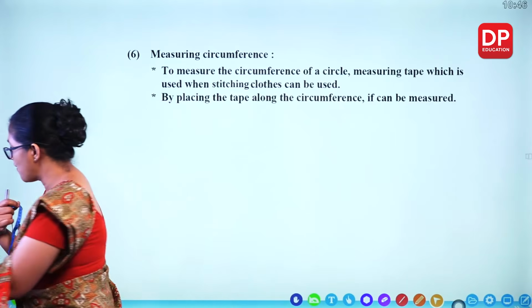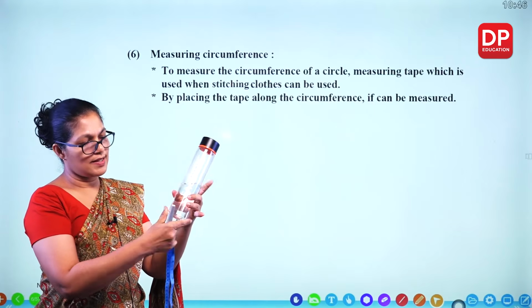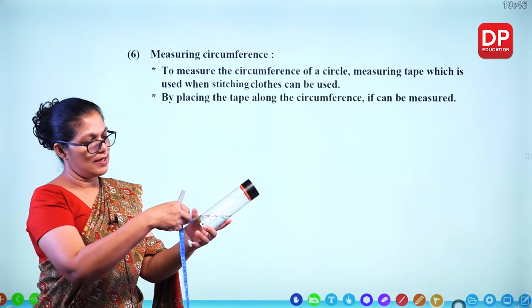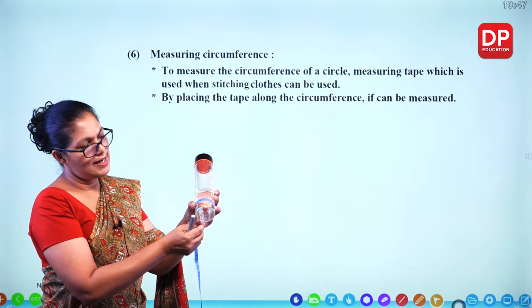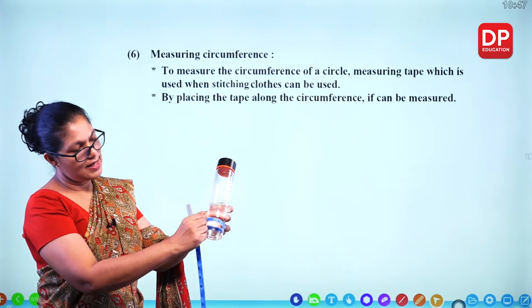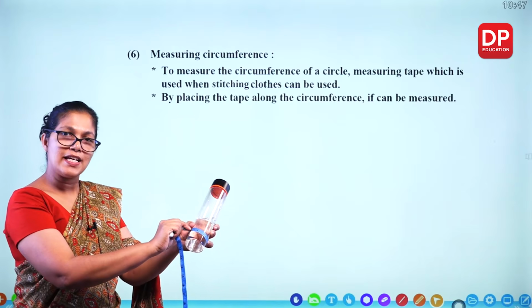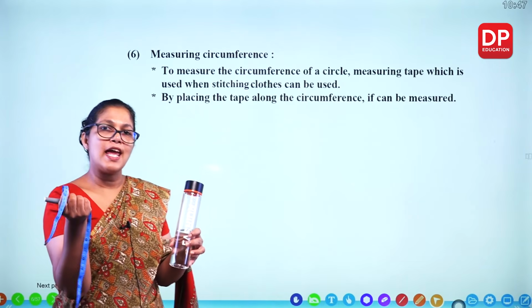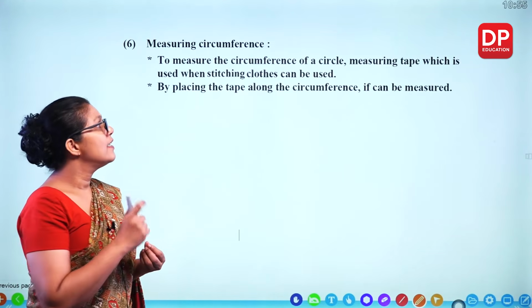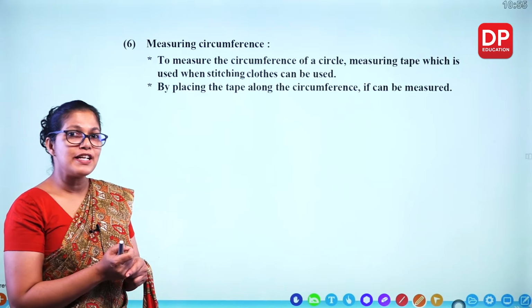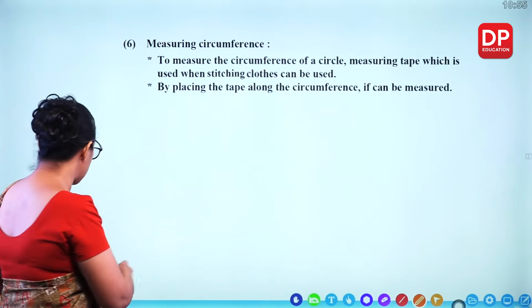Again, if you have something like a bottle, how do you find out the circumference of this? So you keep it along. Hold it from one end and then go around and find the measurement. So here 18 centimeters. This way, using a measuring tape, you can measure circumference. I showed you how to measure the circumference using a measuring tape. So we'll see another method to find out the circumference.